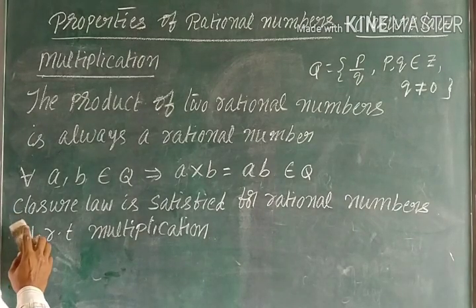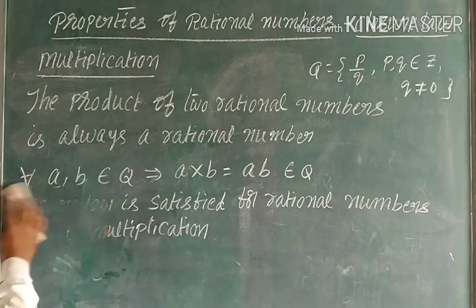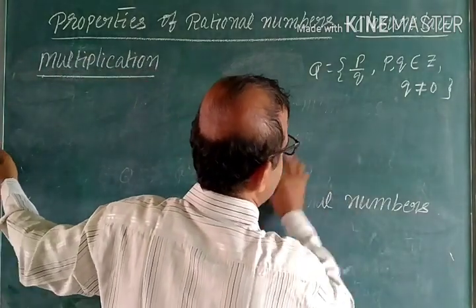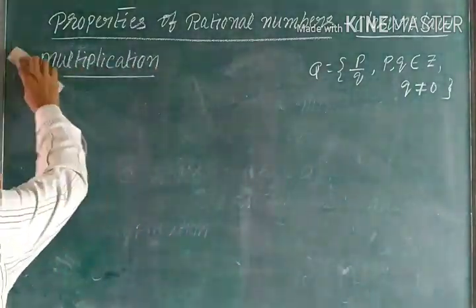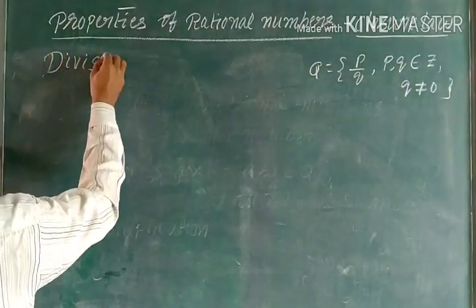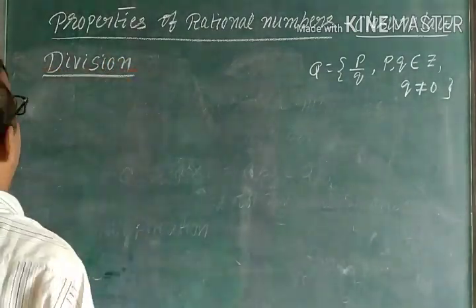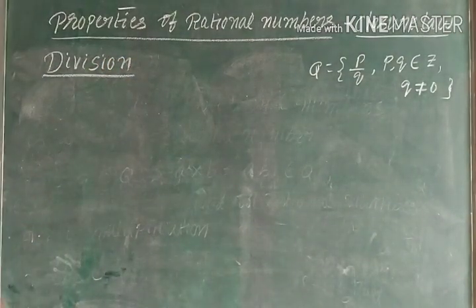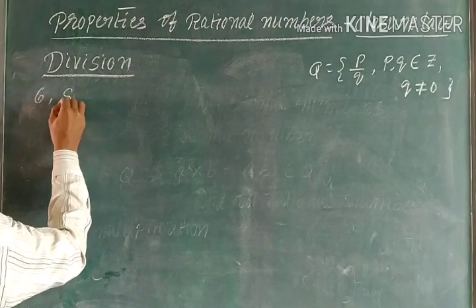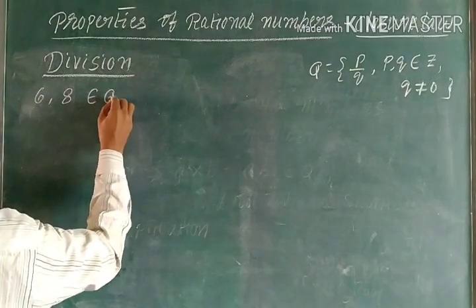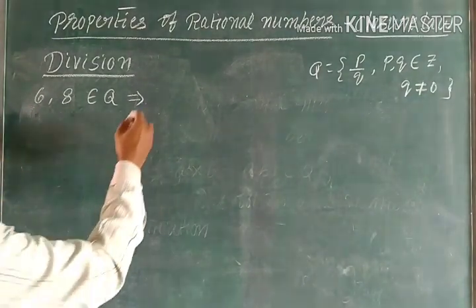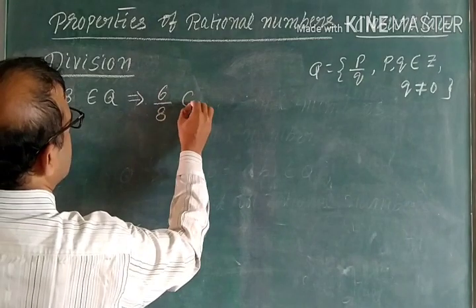Next one is division. The fourth fundamental operation is what? Division. Here four fundamental operations are there: one is addition, the other is subtraction, next is multiplication, and the last one is division. So for division, let us take two rational numbers. First one is 6 and the second one is 8. 6, 8 belong to Q, means 6 is a rational number, 8 is also a rational number, therefore 6 by 8 belongs to Q.